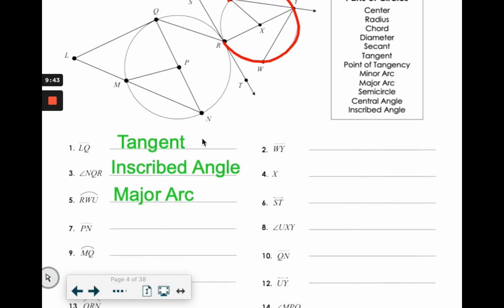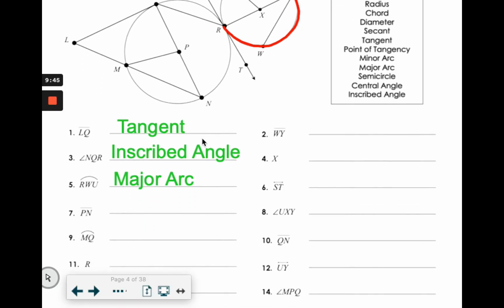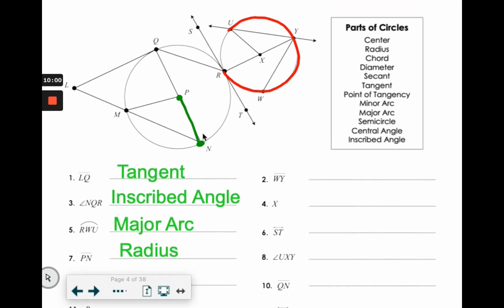Okay, PN, the segment. One of the endpoints is on the center, one of the endpoints is on the circle, which makes this a radius. Okay, the next one is MQ with an arc over it.